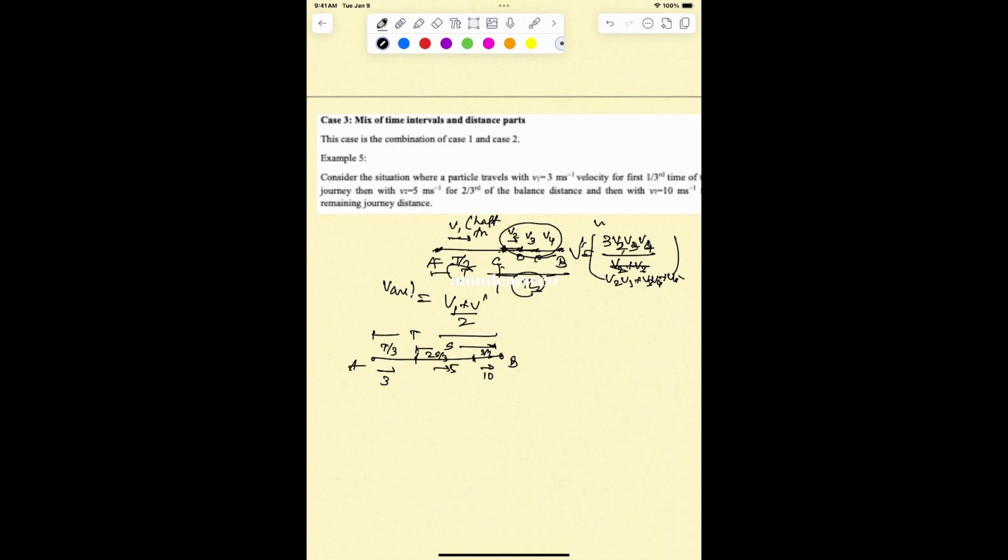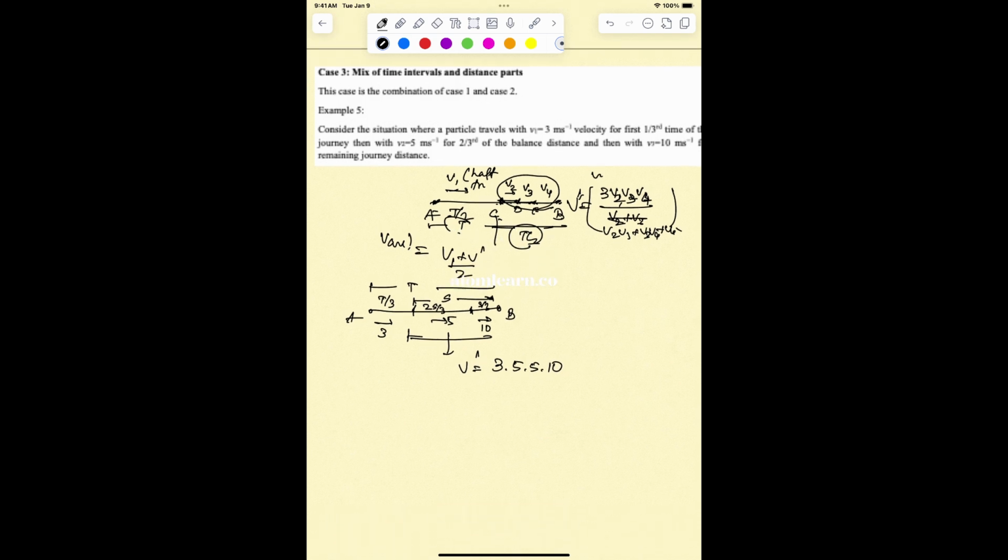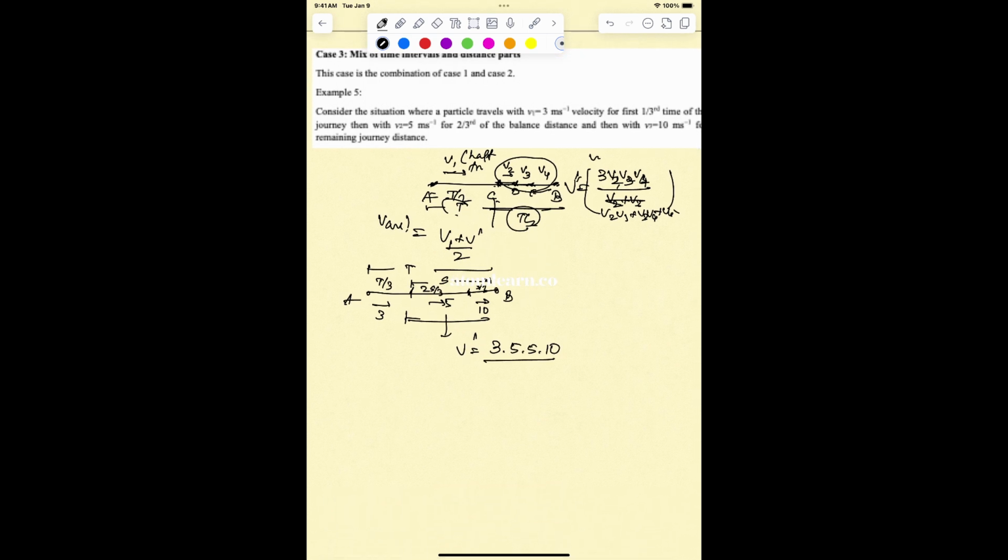Therefore, you take whichever subdivision is giving you this breakup first. Now you have to take an average. What is the average for this? You will take 2/3 distance and 1/3 distance. Then V average, let's call it V dash for this particular part alone, is given by 3 times 5 into 5 into 10. 5 into 5 into 10 is your numerator, divided by 5 plus 5 plus 10.